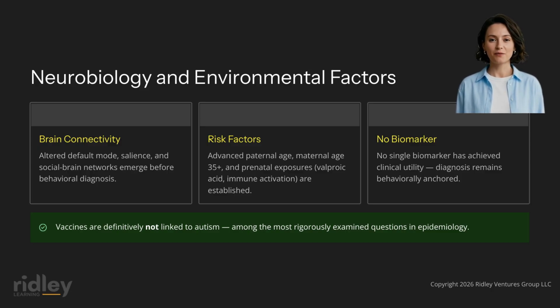Environmental risk factors are real, but individually small. Advanced paternal age is associated with an approximately 21% increase in ASD diagnosis per 10-year increment, most likely through accumulation of de novo mutations in the paternal germline. Maternal age of 35 years or older is also associated with a modest but reliably replicated increase in risk, roughly 30% above baseline. Prenatal exposures including valproic acid, which carries an absolute risk of autism of 4.4% in exposed pregnancies versus 1.5% in unexposed, maternal immune activation, gestational hypertension, and preeclampsia are established contributors.